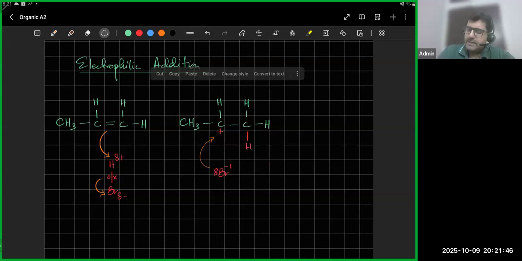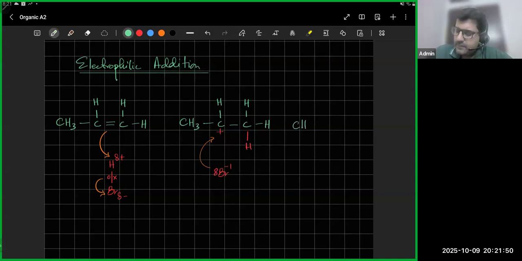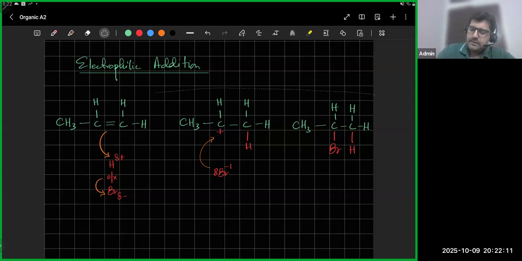So that's your carbocation intermediate. And finally, you're going to have your final product, which is going to be... both will just attach. The H is already attached, and the Br is now going to get attached to it. Okay.